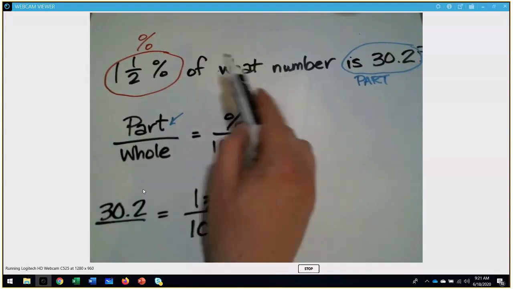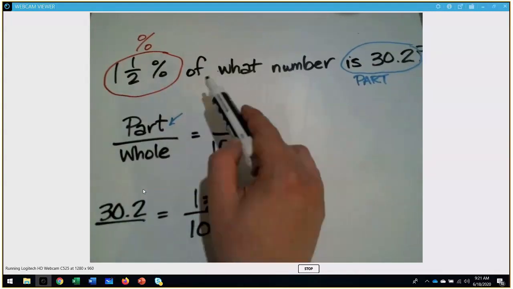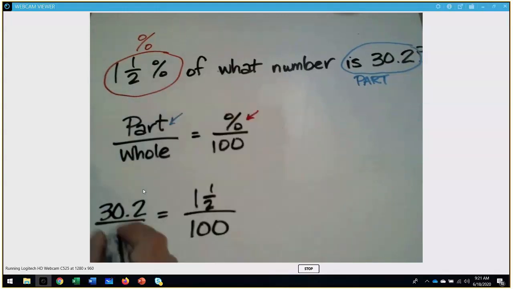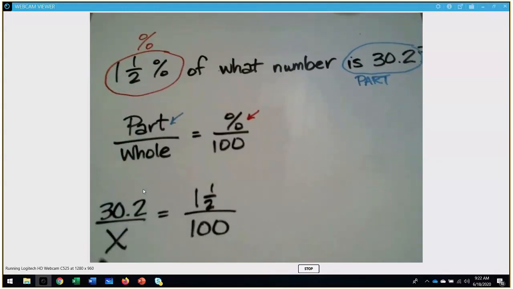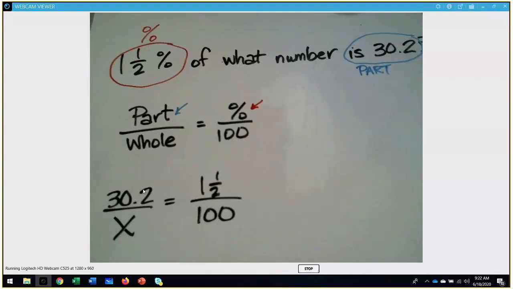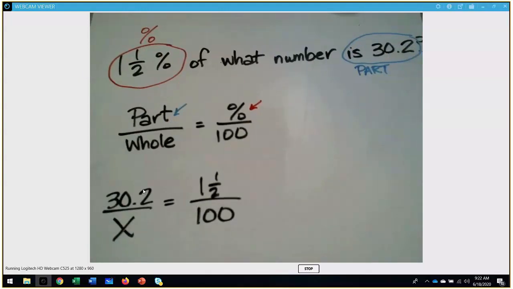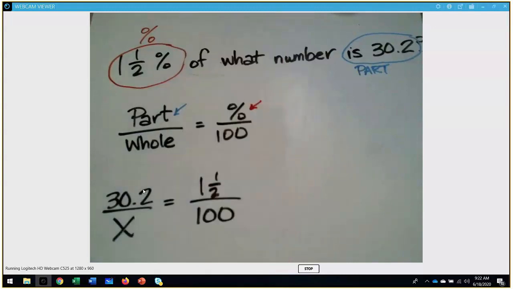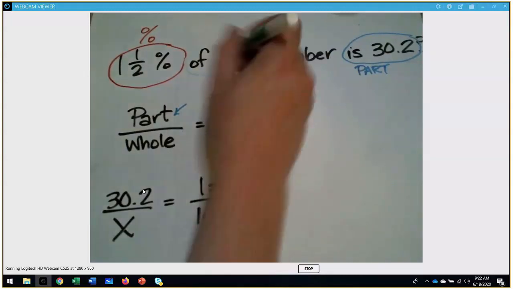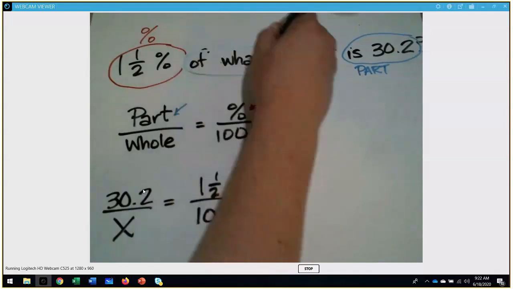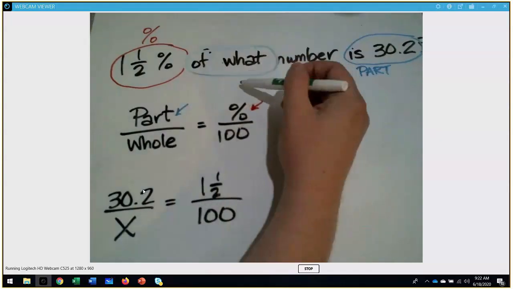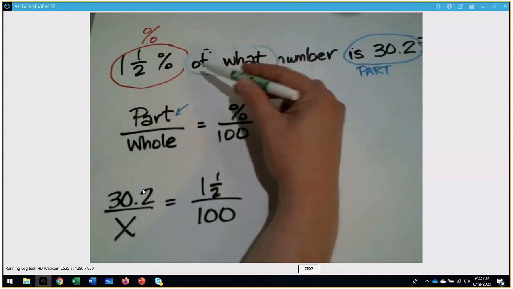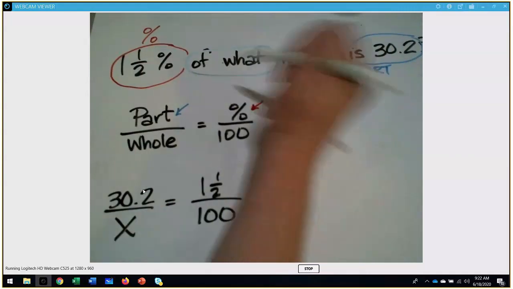And that means the question is asking for the whole thing. They're asking for the total. That's becoming my X then. So here's the little trick again. When I see the word of, that always goes with the whole thing.